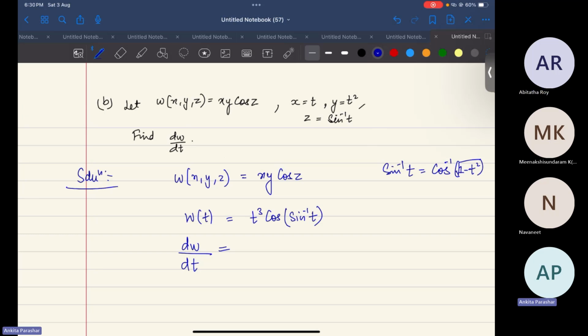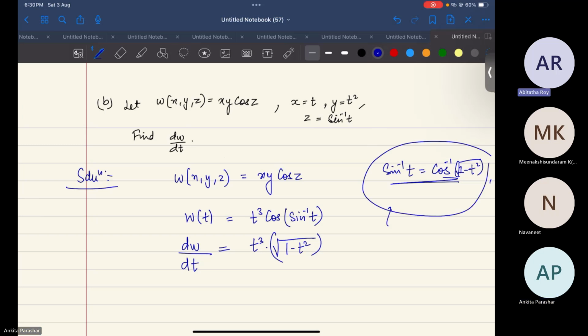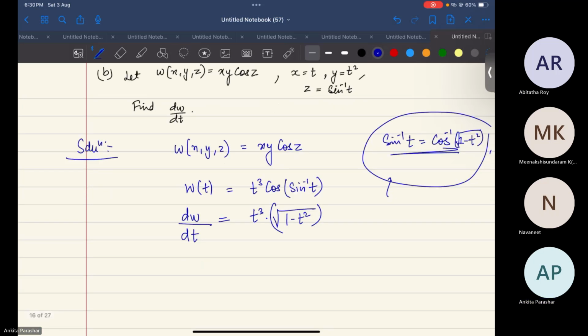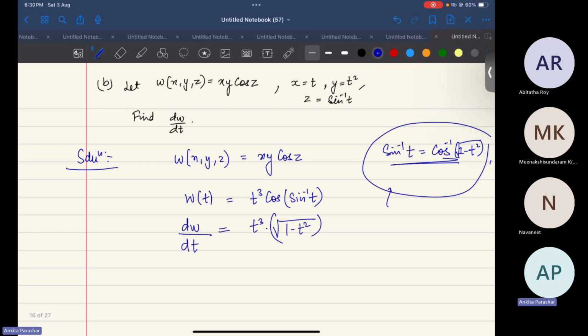If you substitute that, then we will have t cube into 1 minus t square. How do you write this? Sorry, I am not seeing that. Is there any identity for this? Yes, it's an identity. Okay, sorry, I don't remember the identity. All right, suppose we know this. Suppose I assume this. Then what is the derivative? This is my w.